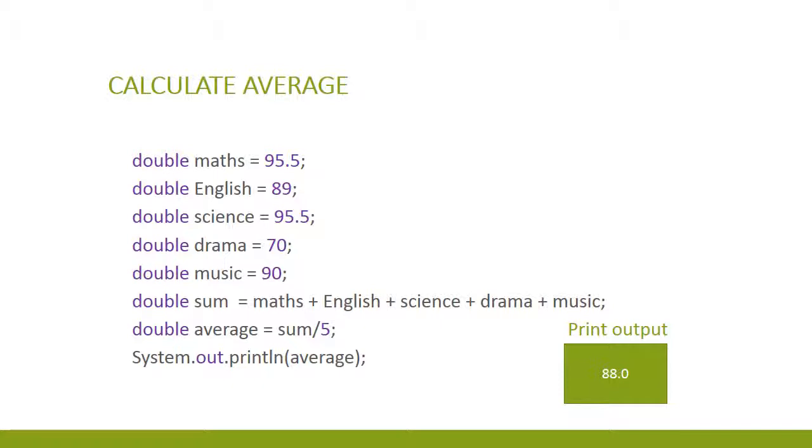Calculate average. Look at this example. In maths 95.5, English 89, science 95.5, drama 17, music 19. The sum is equal to math plus English plus science plus drama plus music. Average equals sum divided by 5. System.out.println variable average. This code prints outputs 88 in average.